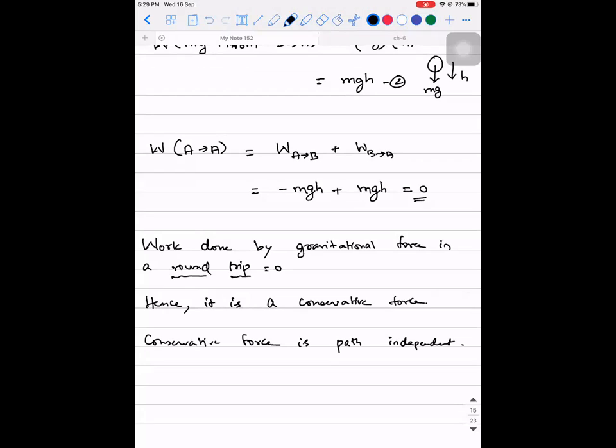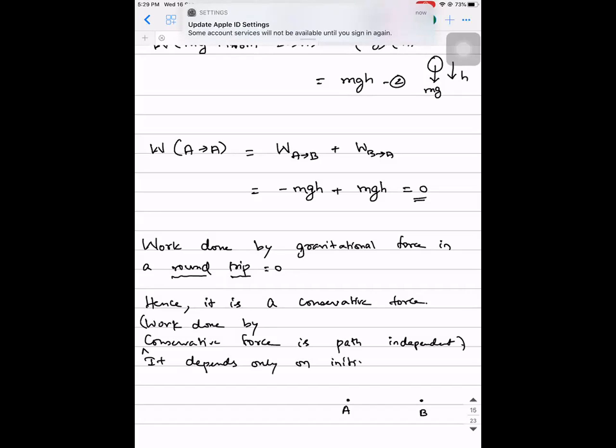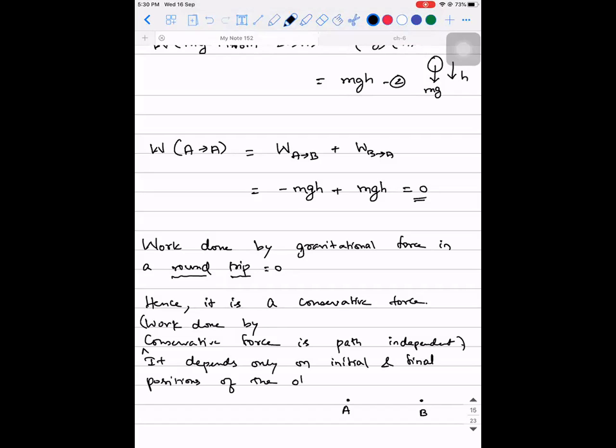Conservative force is path independent. Meaning of it is, work done by conservative force is path independent. It depends only on the initial and final position of the object.